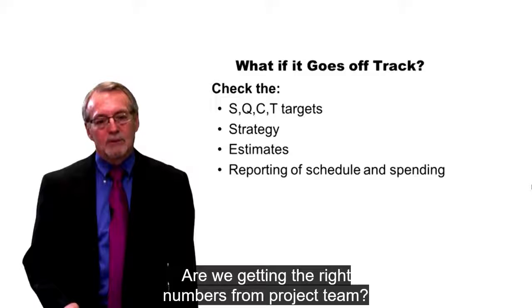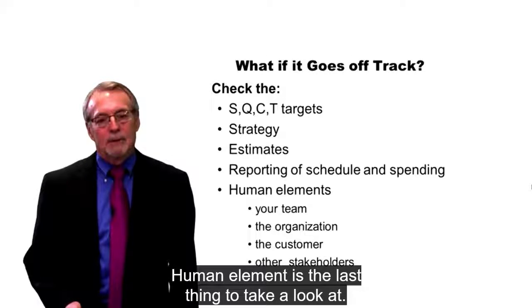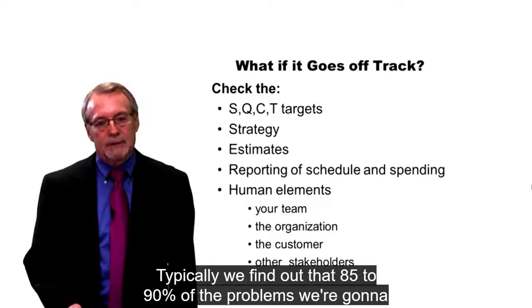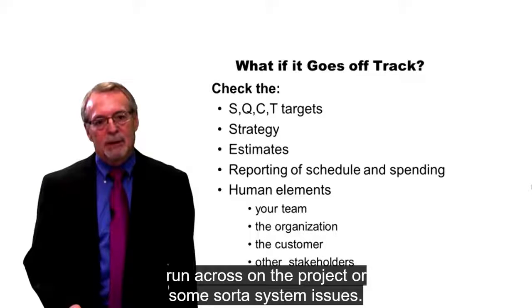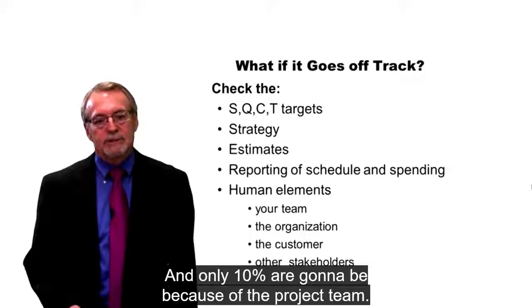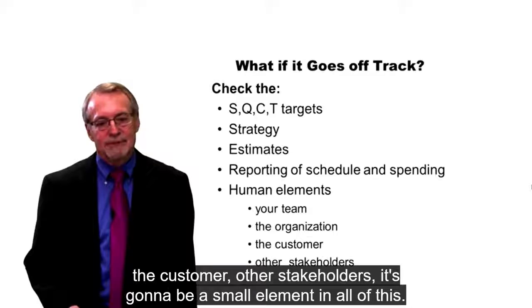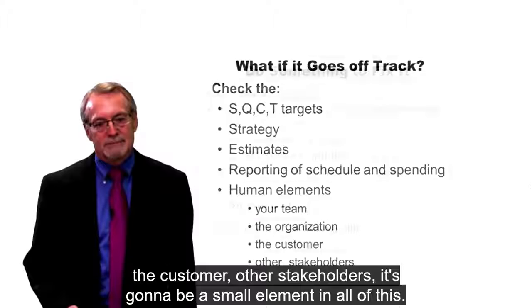Reporting. Are we getting the right numbers from the project team? Maybe we don't have the right numbers from the project team. Human element is the last thing to take a look at. Typically we find out that 85 to 90% of the problems we're going to run across in the project are some sort of system issues, something wrong with what happened in planning or something, and only 10% are going to be because of the project team. Your team, the organization, the customer, other stakeholders. It's going to be a small element in all of this.